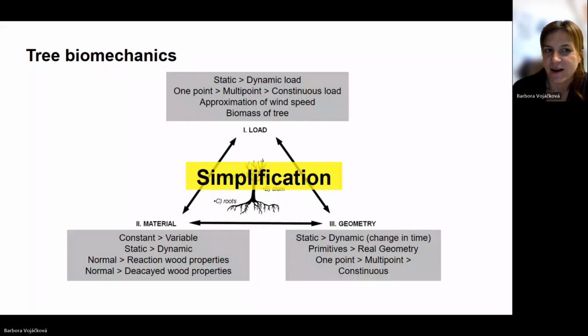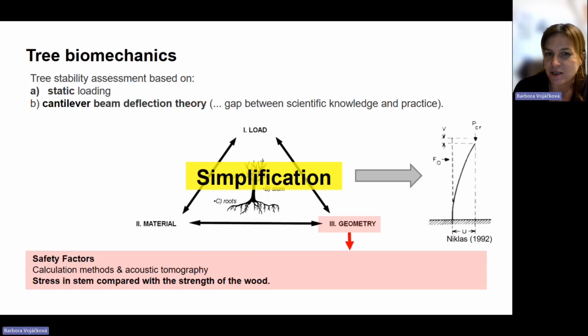But every mechanical analysis requires some simplification. We can simplify every part of the triangle. We can simplify the loads, we can simplify the geometry, and we can simplify also the material, because we are not able to describe the complexity of reality. So we have to go through these simplifications. And the question is how benevolent we can be in our simplification.